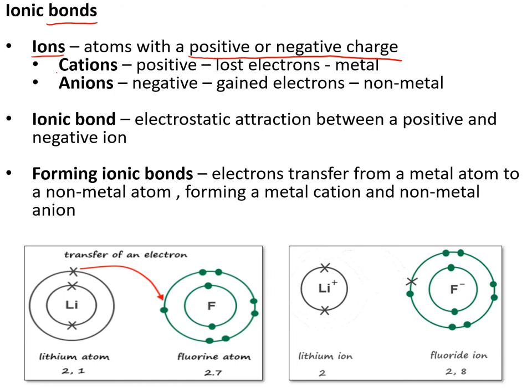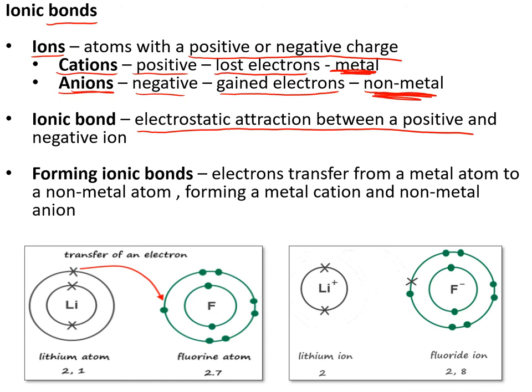We have cations. They are positive ions formed by losing electrons, and it is metals that form those. We also have anions, which are negative ions formed by gaining electrons, and those are formed by nonmetals. To remember which way is which, just remember that cations are positive. Now, an ionic bond is the electrostatic attraction between a positive and a negative ion, so it's between a cation and an anion.